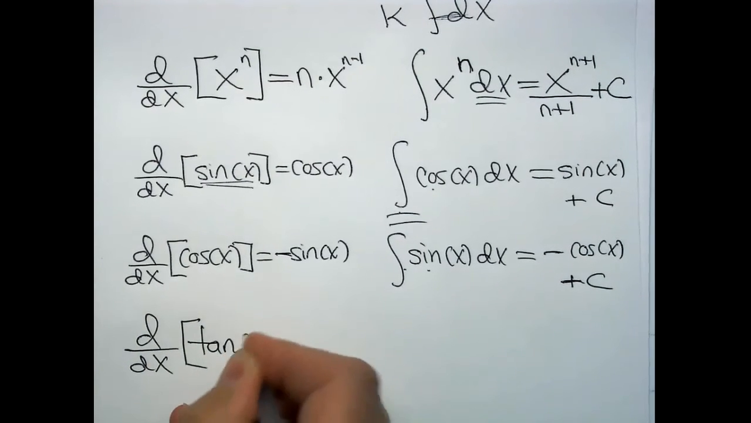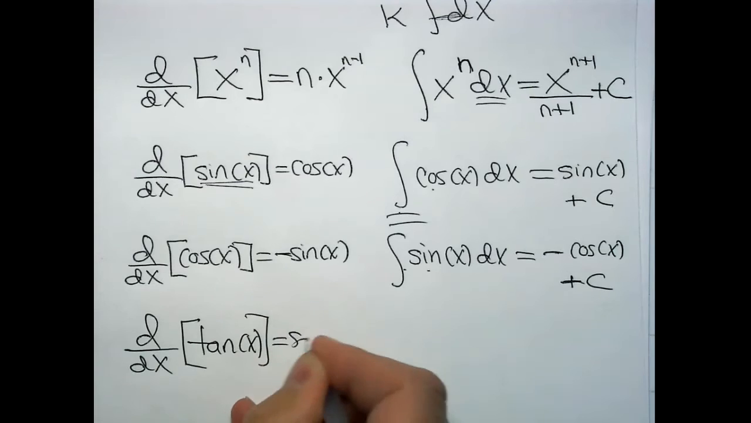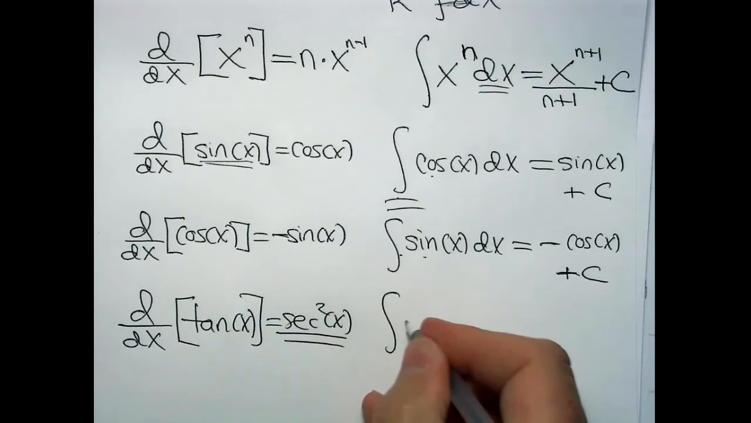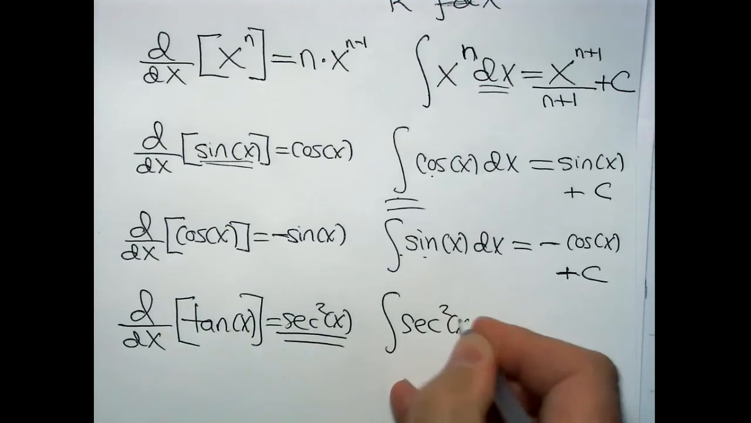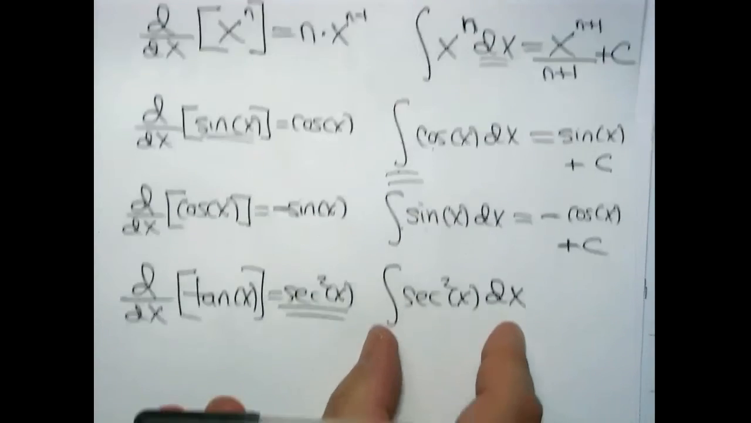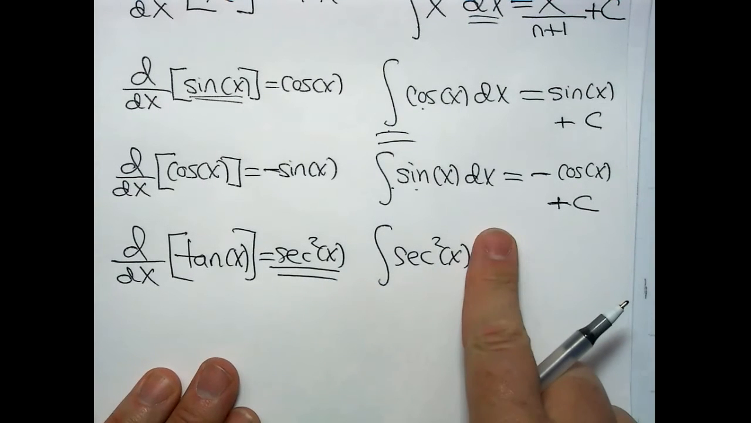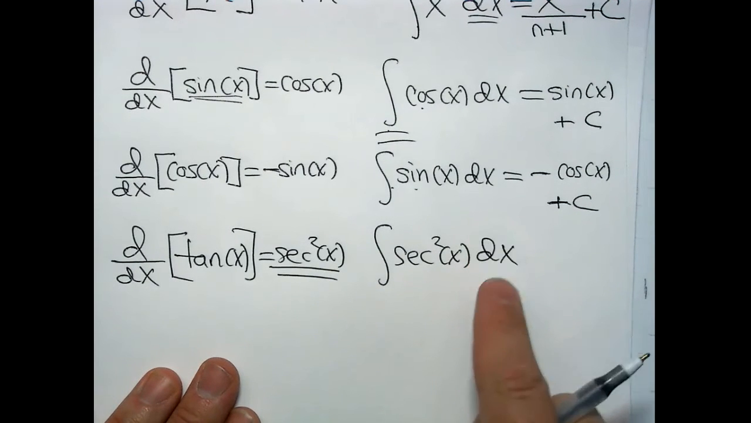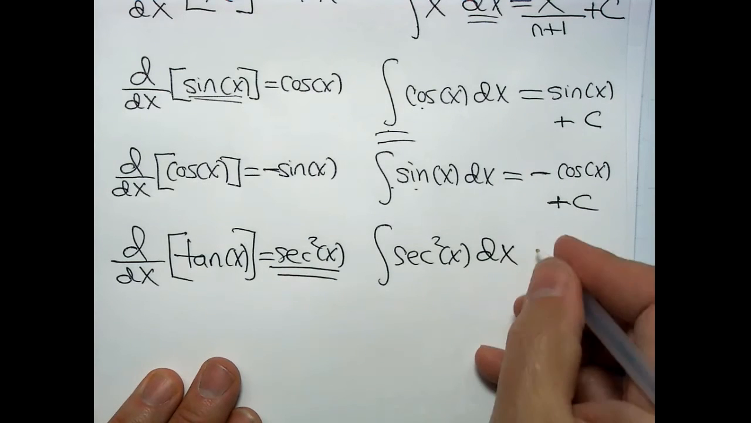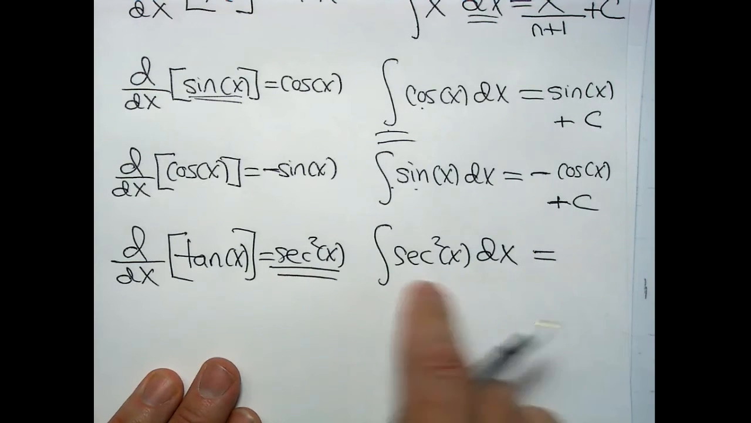A couple more. Hopefully you remember the derivative of tangent. It's secant squared. So what is the antiderivative of secant squared? Always with a dx on the back. Integration, you must have a dx or it doesn't make sense. You need a reminder as to the independent variable, so always have one of these. But what is the answer to this antiderivative?